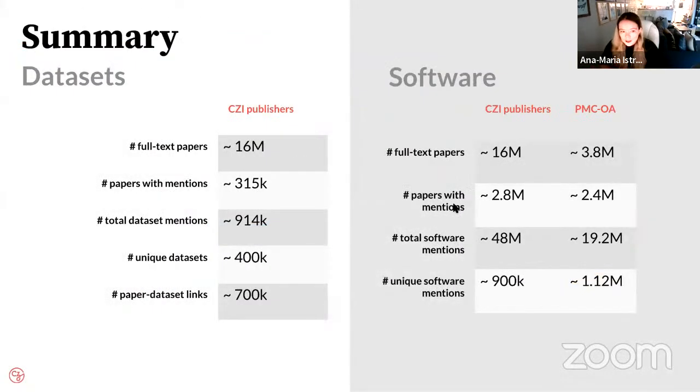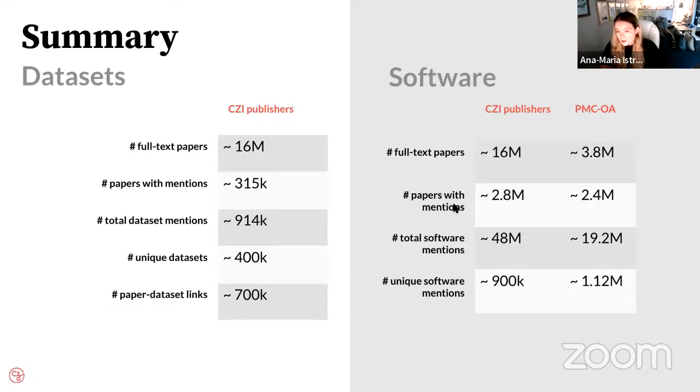So before we look into the methodology, here is a summary of the data we've collected by employing our methodologies. We have a full text corpus comprised of around 16 million papers. These are papers we have through publisher agreements, and we are able to run our algorithms on this corpus. We were able to extract data set mentions from around 315,000 papers for a total of around 900,000 data set mentions, mapping to 400,000 unique data sets and around 700,000 paper data set links.